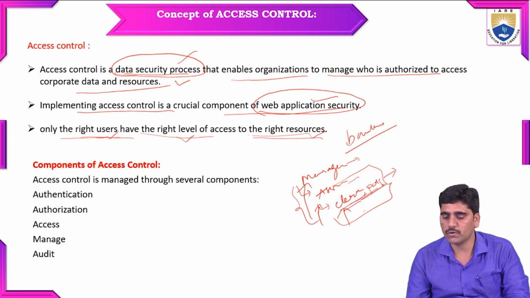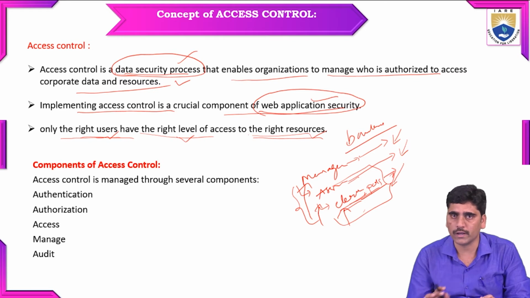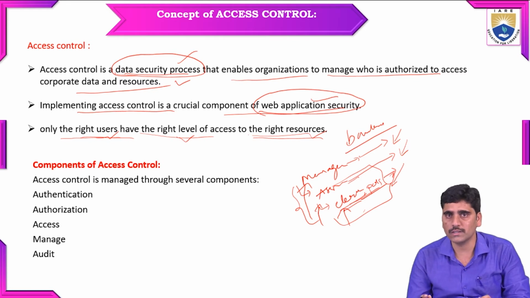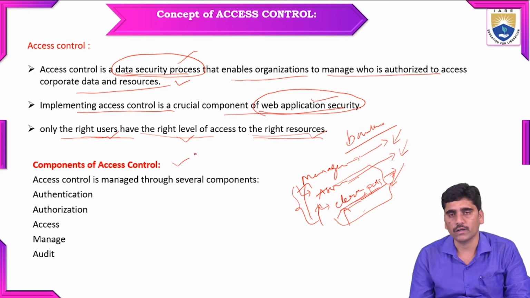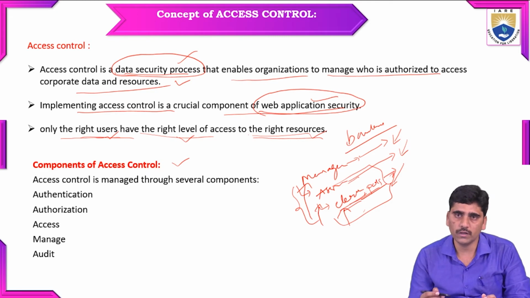So a clerk can access at this particular level, an assistant manager can access this particular level, and the manager can access this particular level. So that is what we are implementing, this access control mechanism, for all the users in the corporate or organizational sectors. What are the components of access control actually? To implement access control mechanisms, what components do we require?